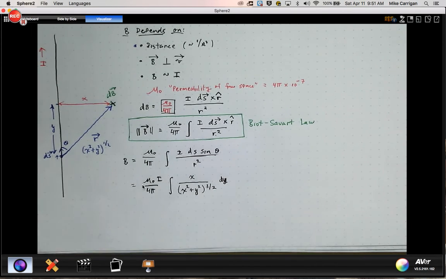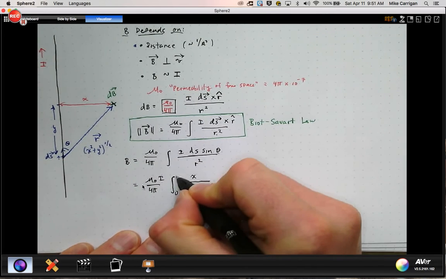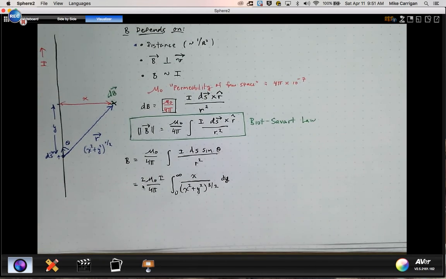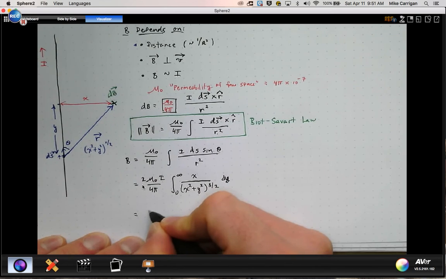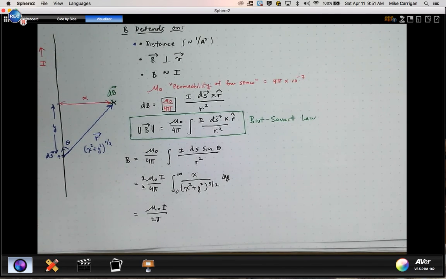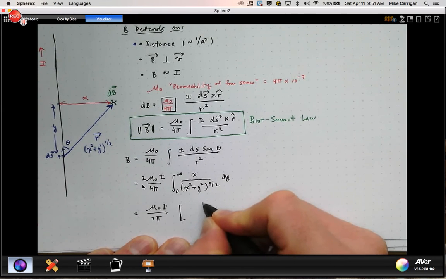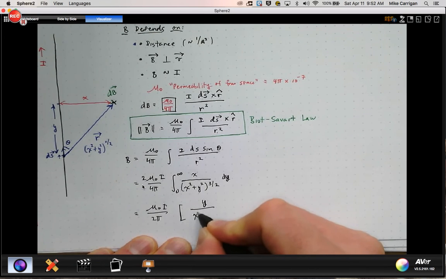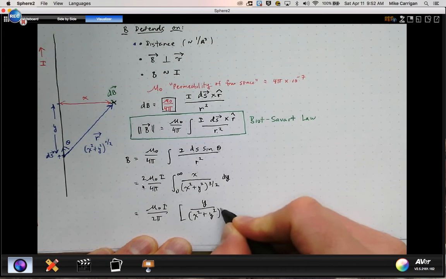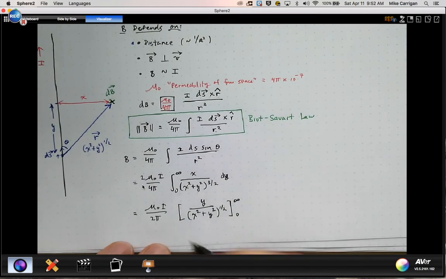Now let's think about our limits. What should our limits be? Well, I might think about y from 0 to infinity for the lower half of the wire and just multiply that by 2. So I might take it from 0 to infinity and just put a 2 out front. And that's going to turn this whole thing into mu naught I over 2 pi times the antiderivative of this whole thing, which I'm not going to bother to do out in full, but it is just going to turn into y over x squared plus y squared to the power half, taken from 0 to infinity. And that's with an x here as well.